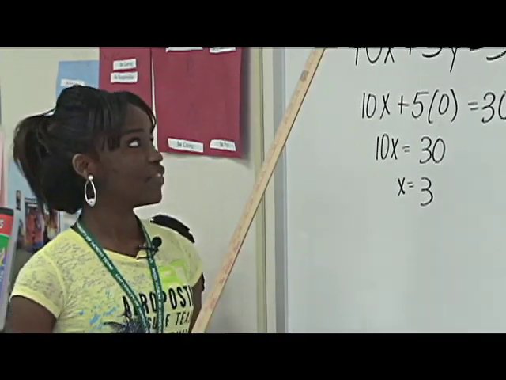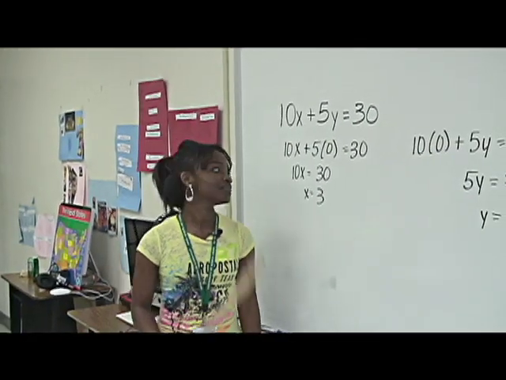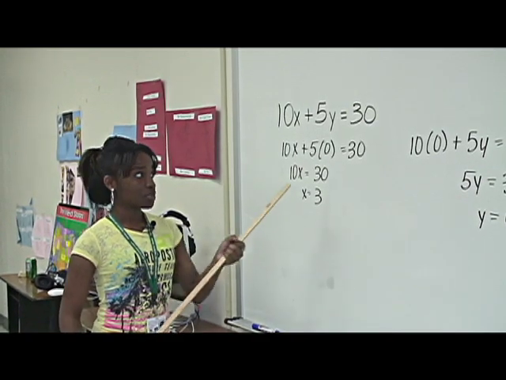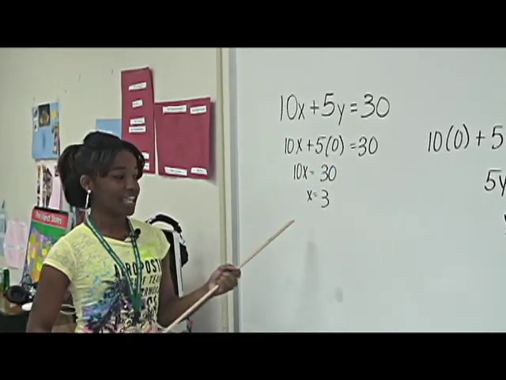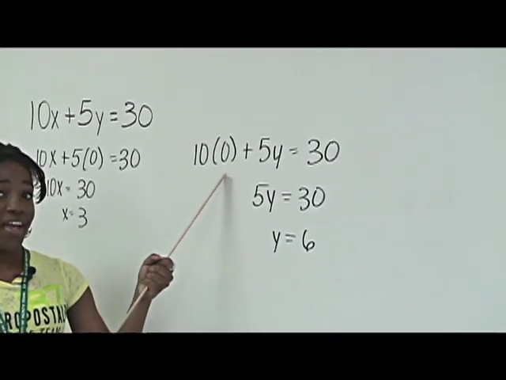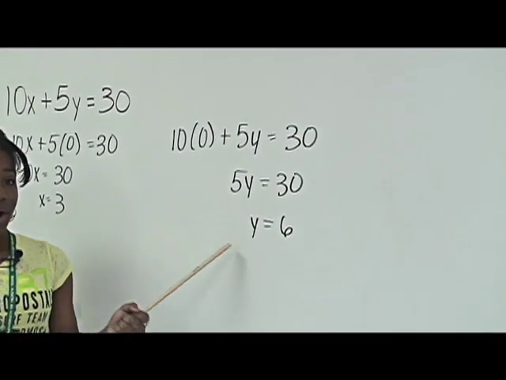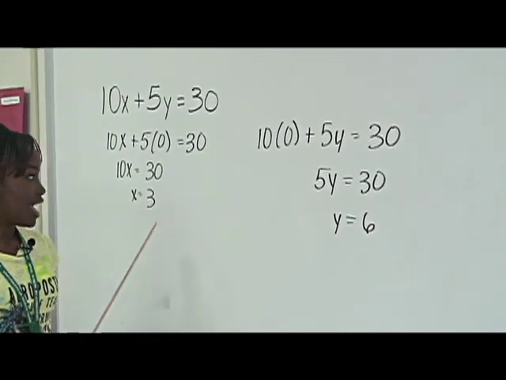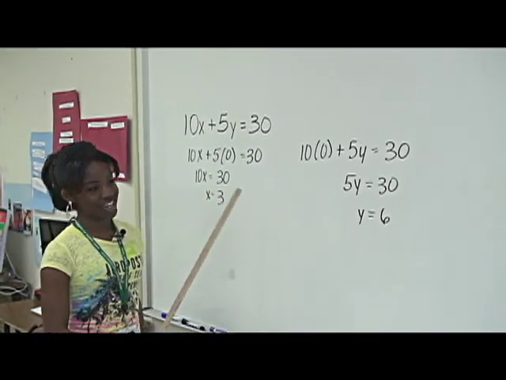To recap from yesterday's problem, we have to solve for the x and y intercepts of 10x plus 5y equals 30. To solve for the x-intercept, you must replace y with 0, making x equal 3. And to find the y-intercept, you must replace x with 0, making y equal 6. So therefore, the x and y-intercepts are 3 and 6.